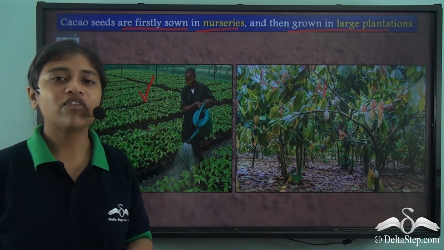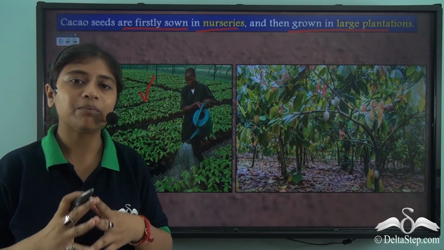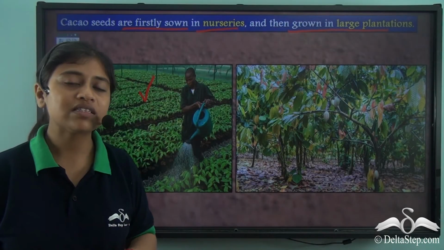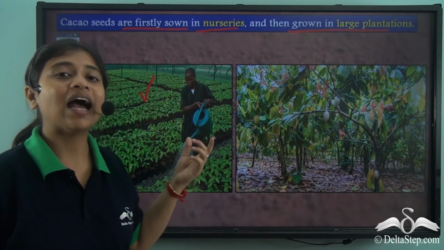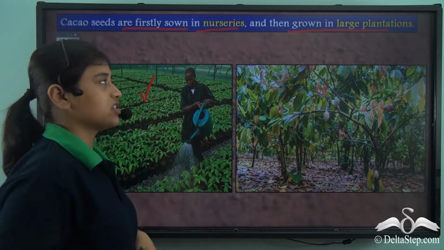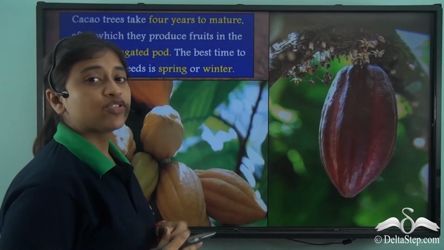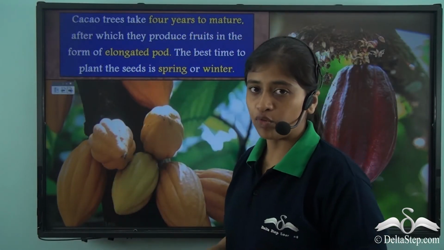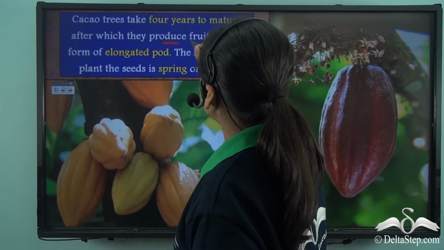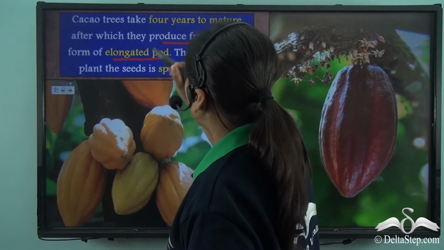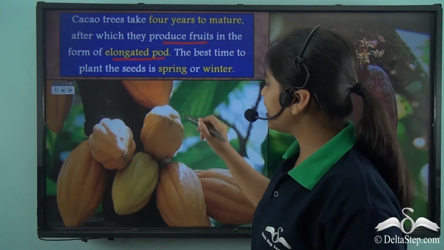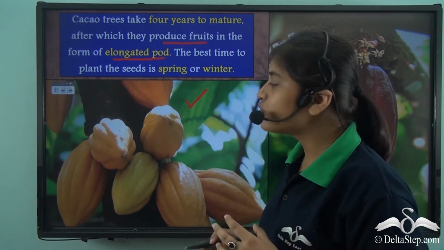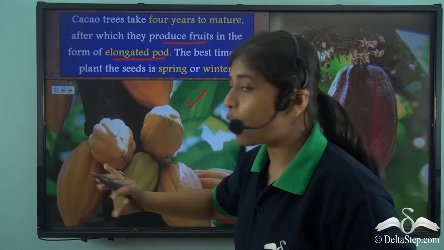Because of increased demand and high commercial value, the cacao plants are now being grown like this. The cacao seeds are first sown in nurseries and then grown in large plantations. The cacao trees require around 4 to 5 years to mature fully, and they produce fruits in the form of elongated pods. Here we have an image that shows us how the cacao trees give rise to fruits in an elongated pod structure.